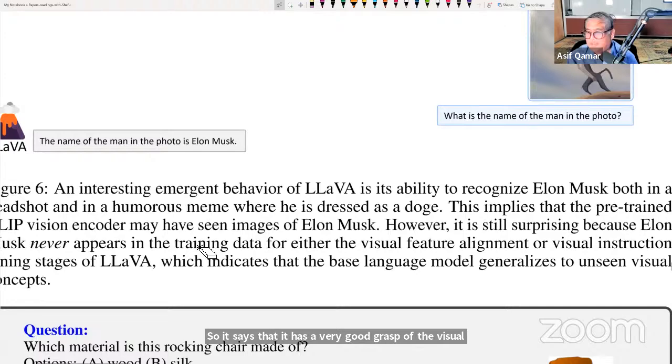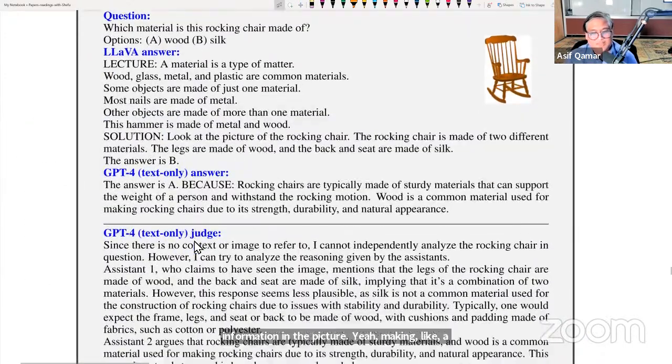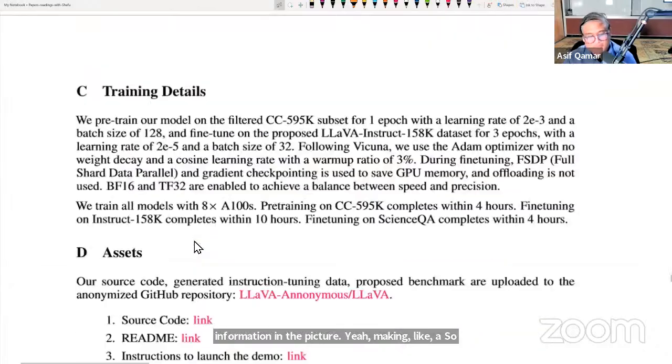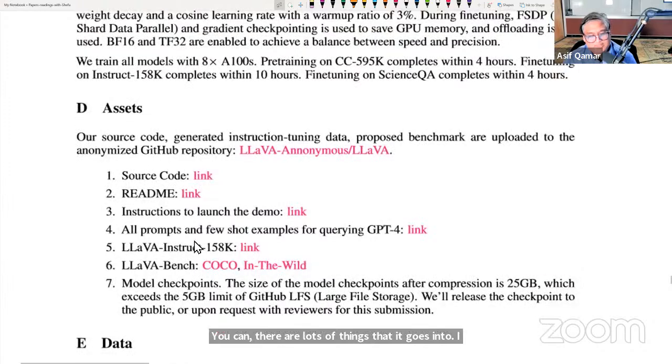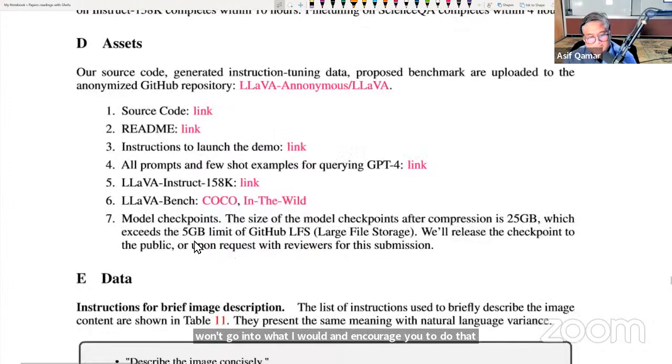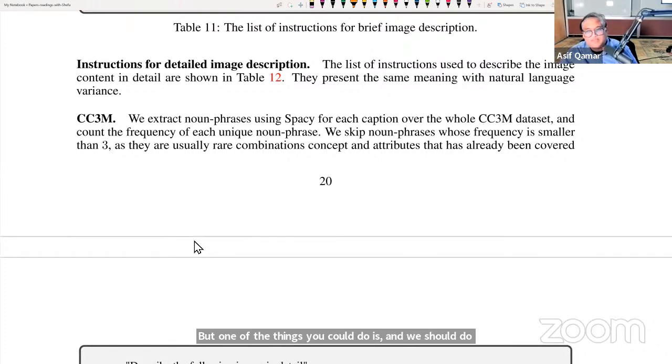There are lots of things that it goes into. I won't go into them, but I would encourage you to do that. But one of the things you could do is, and we should do that now. Now that we have done that, as they promised in the paper, they have a website where you can play and demo on your own.